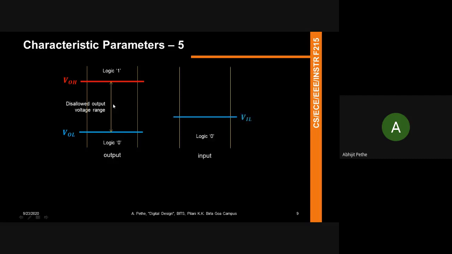If I look at the input, I'll take maybe 3 minutes, guys, and then I'll wind up the lecture. So if you look at the input, again, as we looked at before, the VIL tends to be higher than VOL, right? So VIL is more forgiving. Even a slightly larger voltage than VOL can be allowed as a logic zero, right?